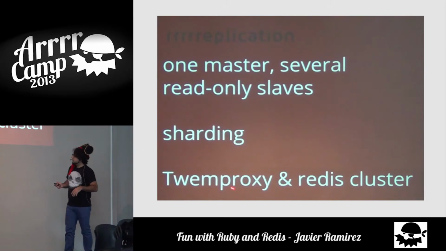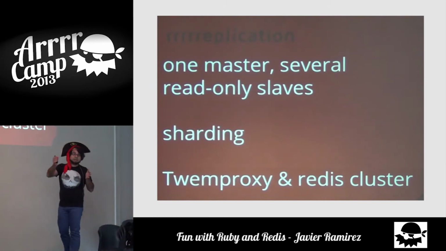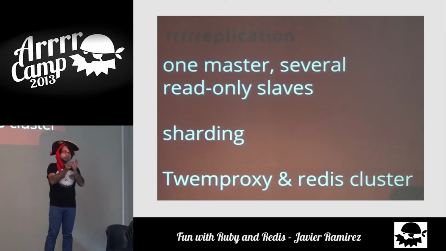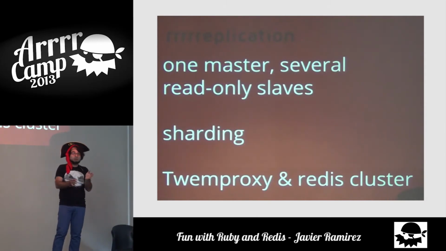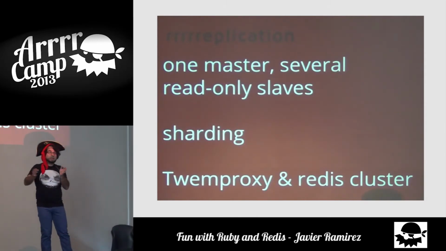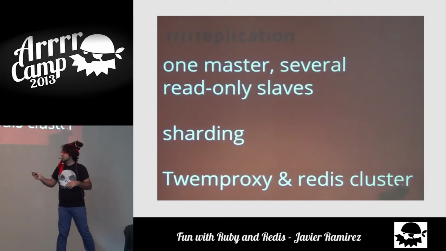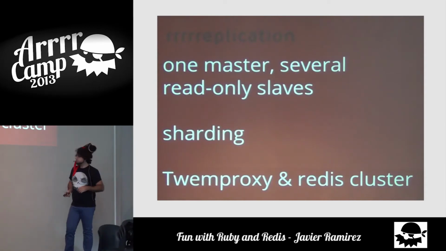If you need something bigger, then you go with sharding, which is basically you have a lot of masters, and depending on the key, you are sending the request to one or the other. It's exactly the same thing you are doing in Memcache when you have several Memcache servers, and you are hitting one or the other depending on the hash key. And this is what a lot of big companies like Pinterest are doing.